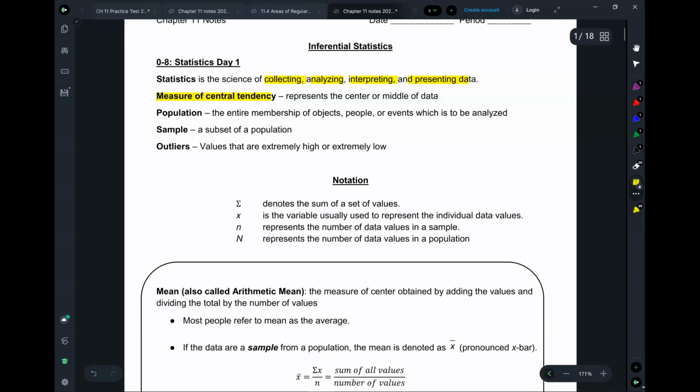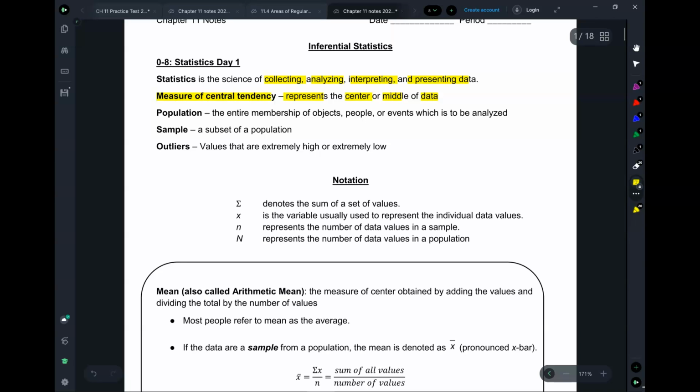So measure of central tendency is basically different ways of representing the center or the middle of the data, right? So for example, the minute one of your teachers grades a test, one of the first questions you ask is, what was the average, right? Because we want to know where the middle was and how we are in relation and so on. That's a type of measure of central tendency.